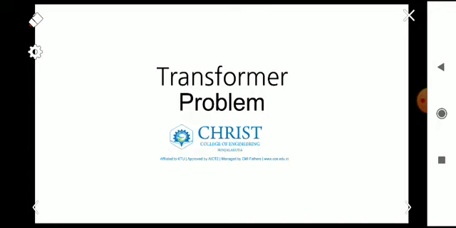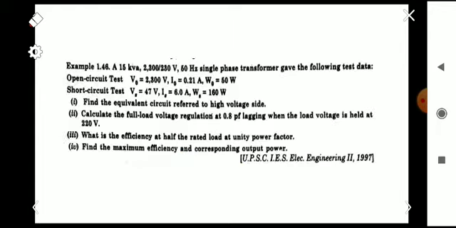That is, we will find the equivalent circuit referred to the primary, based on the open circuit and short circuit test, and we will calculate the regulation of the transformer, and we will calculate the efficiency and maximum efficiency. So it's very important. You can expect a part of this problem in the university question paper. So this is the question.